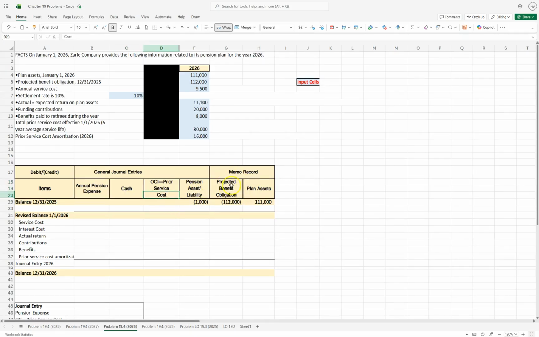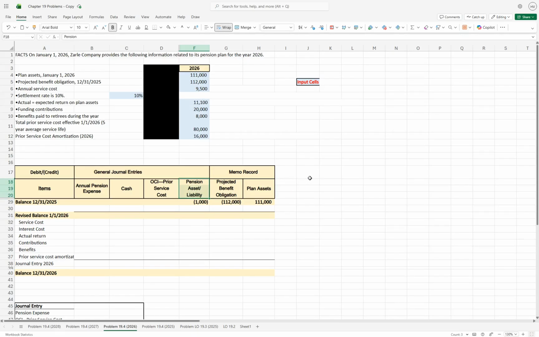And then here on columns G and H, we have a memo record. And these are really keeping track of the projected benefit obligation account and the plan assets related to your pension. Now, you will have these accounts on the general ledger. However, when it's reported in the financial statements, we net the two, and either your pension is overfunded, which means your plan assets are greater than your projected benefit obligation, or it's underfunded where your liability is greater than your plan assets.